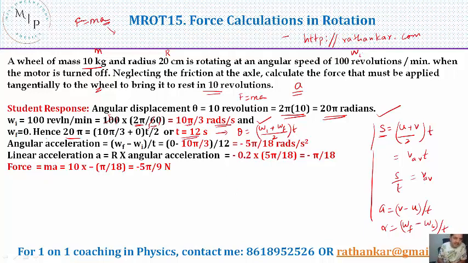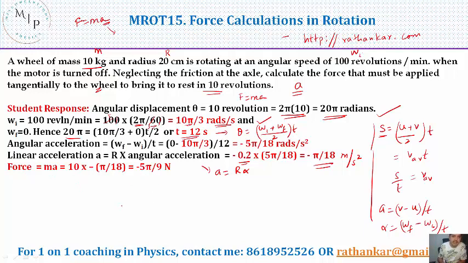Then linear acceleration. What is the expression for linear acceleration? You have read this also: a is equal to r into alpha. Based on this, he finds r. r is 20 centimeter. Substituted here. Alpha, what is alpha? We already found it here. Substitute this value. 5 into 0.2 becomes 1. So it becomes minus pi by 18. What is the unit? The unit is meter per second square. Wow, we have got the linear acceleration also. Finally, he puts force equal to m into a, which is 10 kg multiplied by this, which is equal to minus 5 pi by 9.